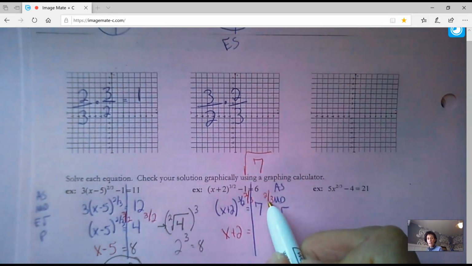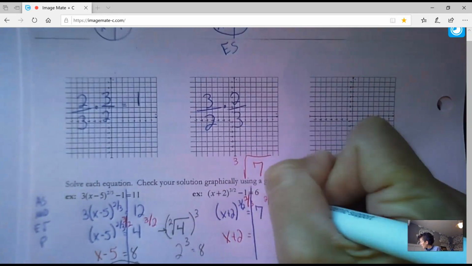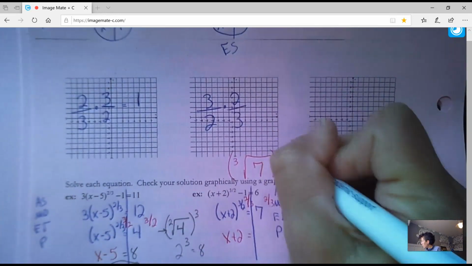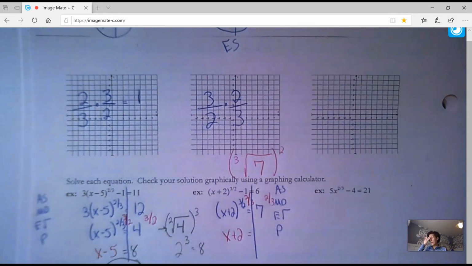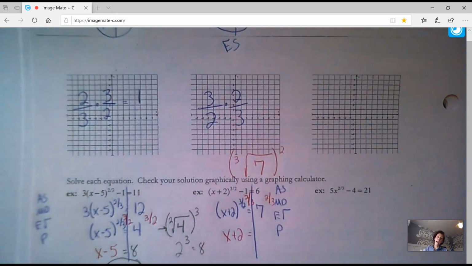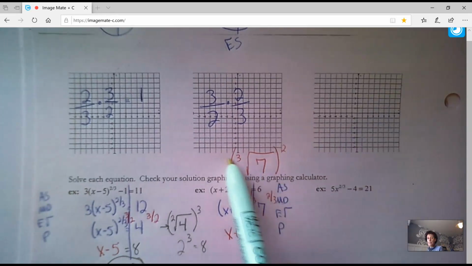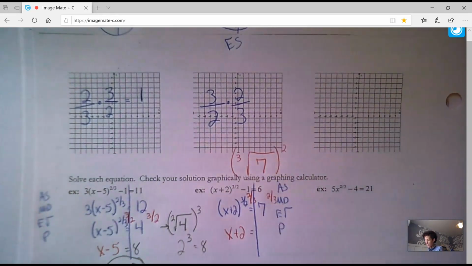Remember, the denominator is the little index number, and the numerator is the exponent. And the cubed root of 7, I don't know that. And then since I don't know that, I don't know what it is going to be squared. So this is one where we're going to type it into our calculator. And again, this is tough to type in. This is much easier to type in.